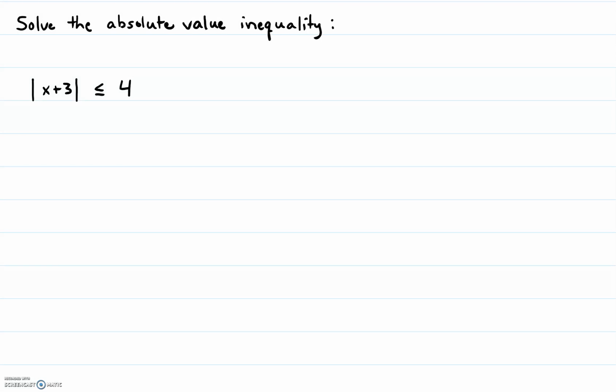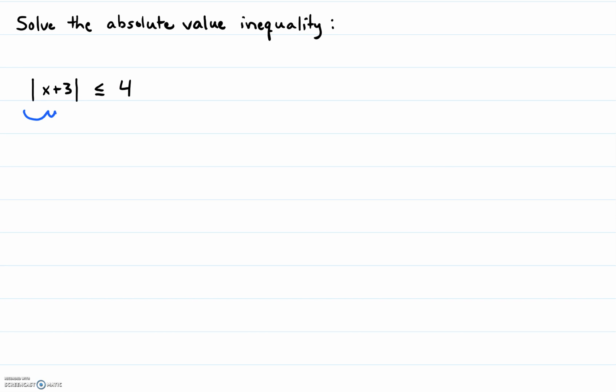In this video, we're going to look at how to solve absolute value inequalities. And our problem is the absolute value of x plus 3 is less than or equal to 4. So anytime you're dealing with an absolute value inequality, the first thing you need to do, just as with an absolute value equation, is get the absolute value term completely by itself.